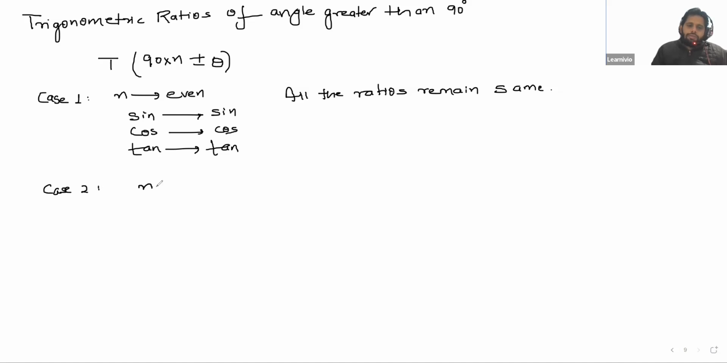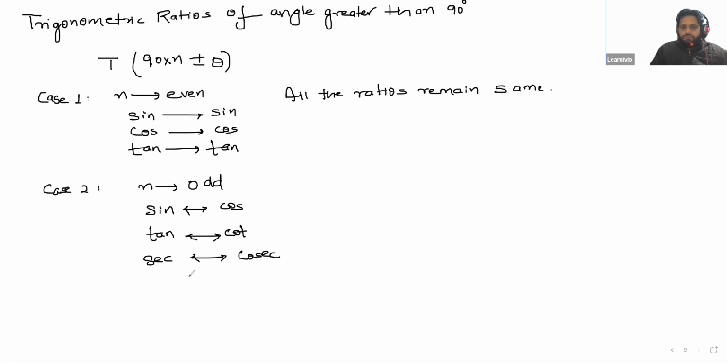केस 2 में क्या होता है, n अगर ऑड होता है, so in that case क्या होगा, sin will change into cos, और cos है then cos will change into sin. Tan है, tan will change into cot, and cot will change into tan. Sec है, sec will change into cosec, and cosec will change into sec. Okay, first of all note this table, फिर क्वेश्चन लेते हैं, वहां से हम समझेंगे कि कैसे चेंजेस होंगे। जल्दी से इसको नोट कीजिए, then we'll check the questions.